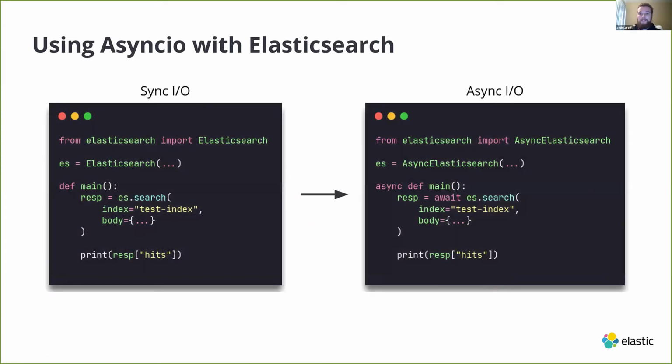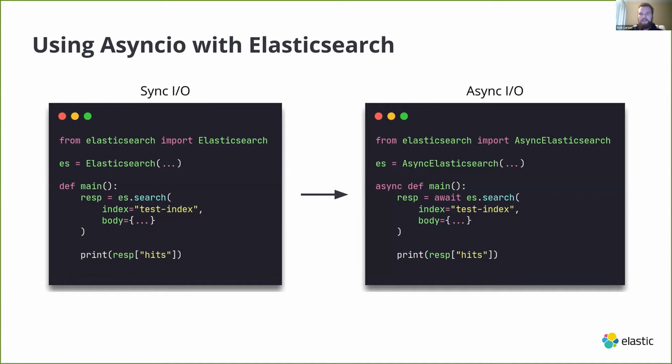Okay, so this is a visual comparison. Both of these images look very similar, and that's deliberate. You can see on the left side, that's what you would expect from synchronous IO using Elasticsearch. The es.search method is just being called, you get the response back, and then you print out the hits.